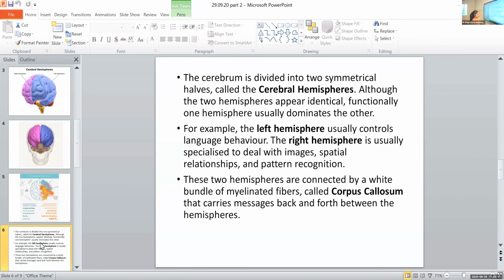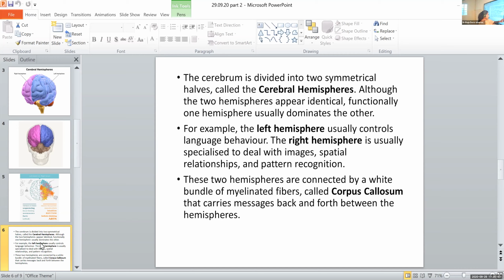These two hemispheres are connected by a white bundle of myelinated fibers called corpus callosum that carries messages back and forth between the hemispheres. So if I take a cross section of the brain like this, then we'll get the left and right hemispheres, right? But we need a connection for it. These are two parts actually. They are divided into the left and right hemisphere, but we need a connection. That connection is known as the corpus callosum. Note that in your lecture note, corpus callosum. And it can be said that this particular corpus callosum acts as a bridge between the two hemispheres.